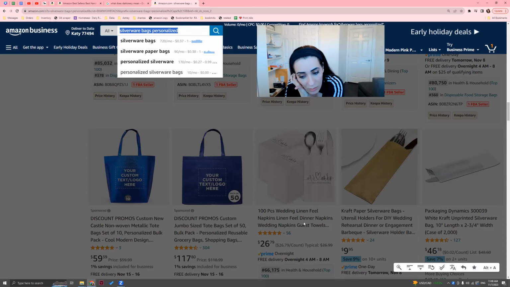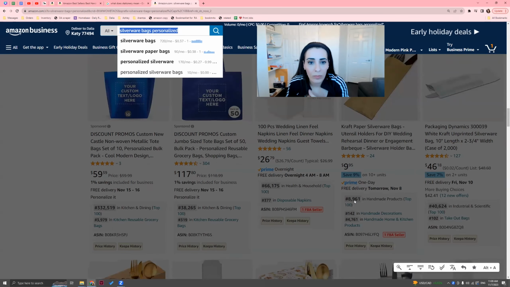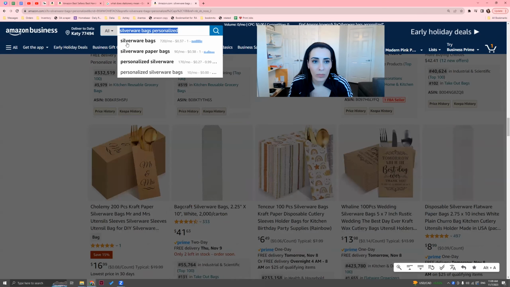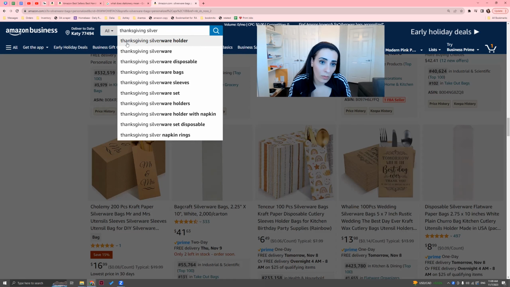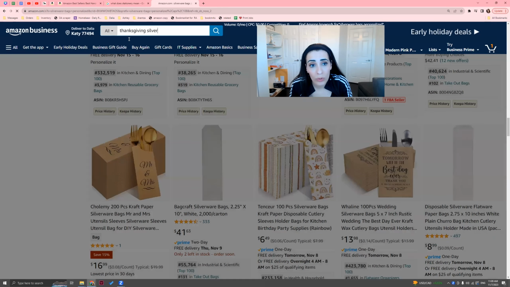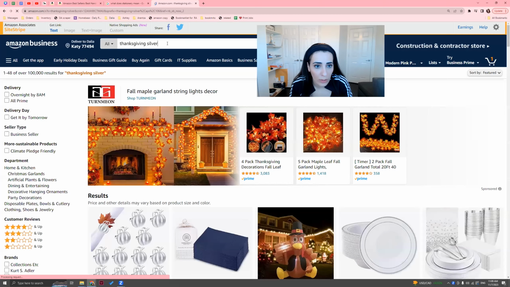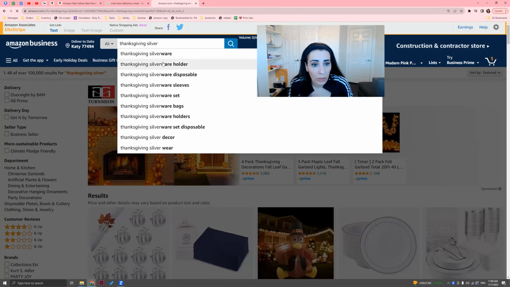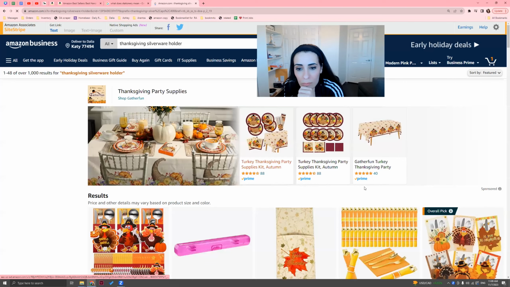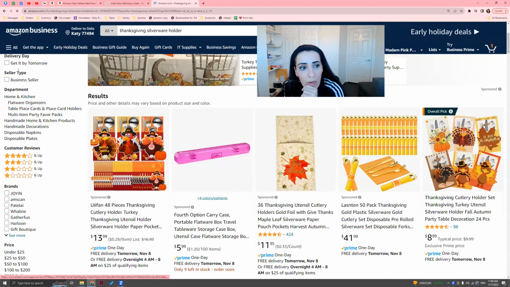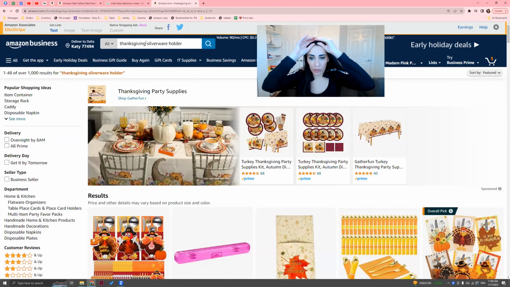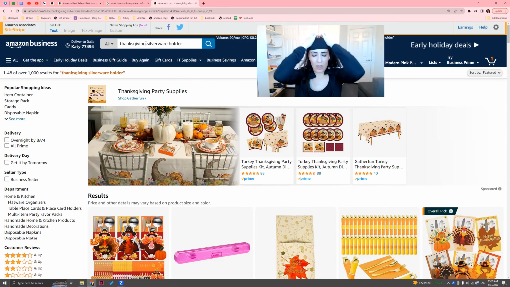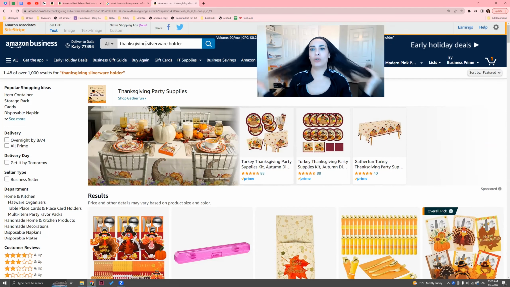Linen. Silverware holder, maybe the holder. Oh, it didn't let me do holder. Silverware holder. It's very important to get the more accurate phrase people are searching for, because then you'll be able to see truly how many people are competing, as well as how easy it is to get to the top of search. Okay.